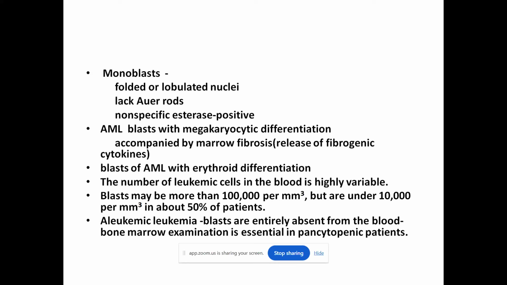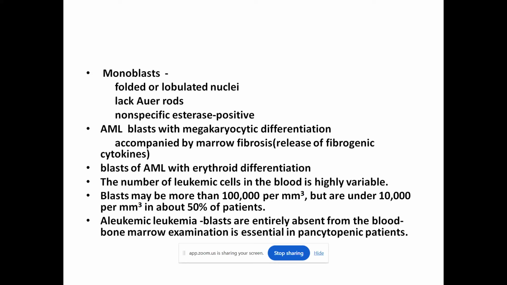If the blast shows megakaryocytic differentiation, that is the AML blast with megakaryocytic differentiation, these kinds of AML produce marrow fibrosis. And then sometimes AML blasts can have erythroid differentiation also, that is AML M6. Megakaryocytic differentiation is AML M7.